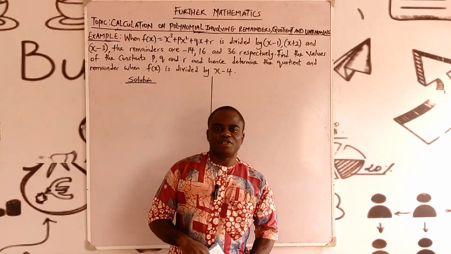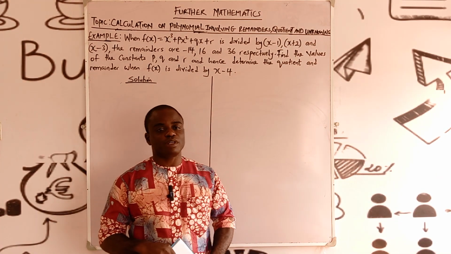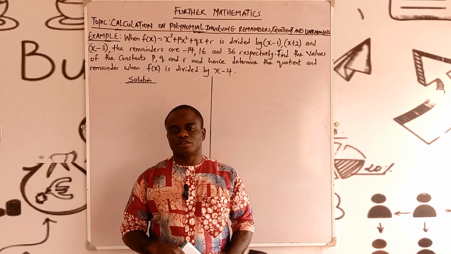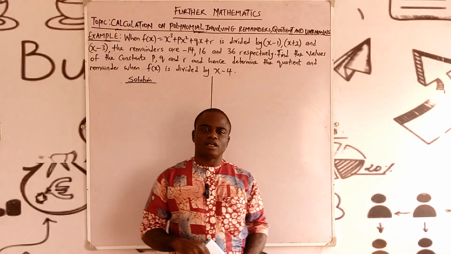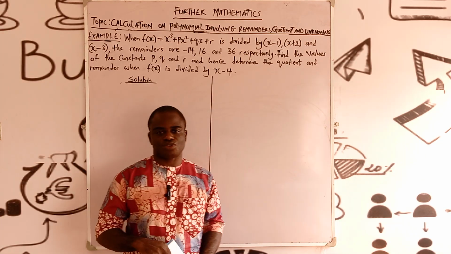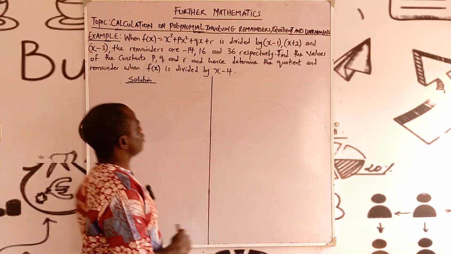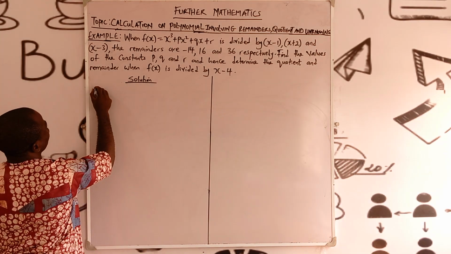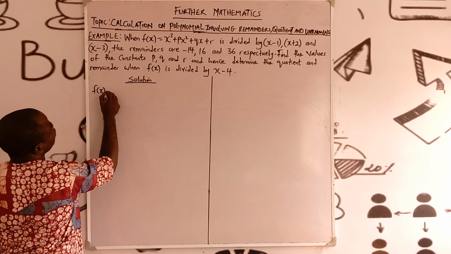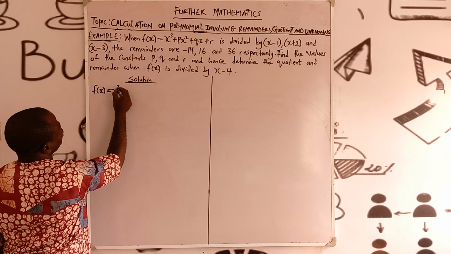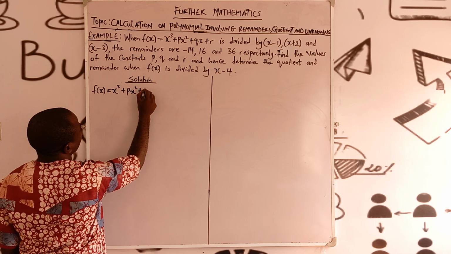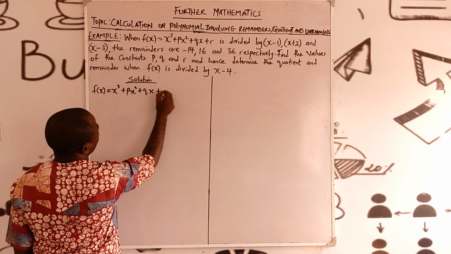Good day, students. Today we want to solve a problem on polynomials involving the quotient, the remainders, and the unknowns. Okay, let's go on the board. We are given f of x equals x raised to the power 3 plus px squared plus qx plus r.